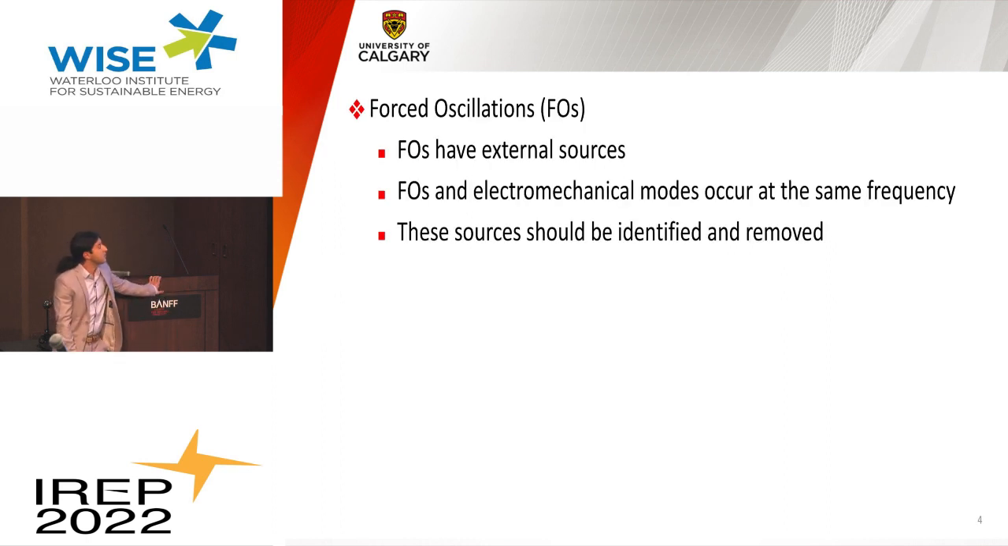Forced oscillation, as I said, usually has external sources. For example, a malfunction in a mechanical part can cause the forced oscillation. One of the challenges is that it usually happens at the same frequency as the electromechanical oscillation. And a lot of algorithms in this area cannot distinguish between the forced oscillation and electromechanical oscillation. When it comes to the forced oscillation, we usually try to identify the source and isolate that part from the system. We cannot, for example, design a controller to mitigate that. We usually need to look at the source and isolate that part from the system.